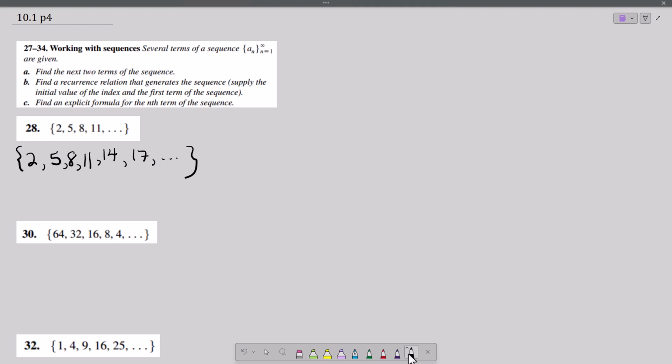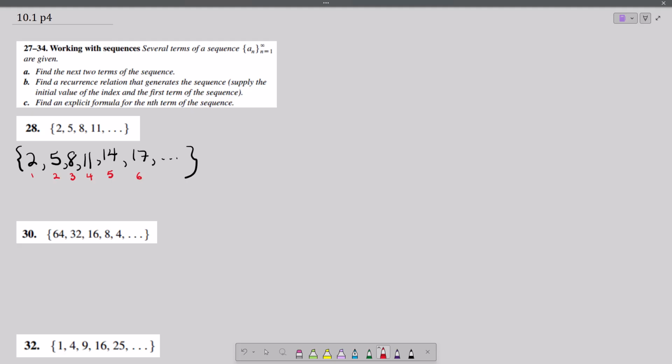So when we think about the indices, we're told it starts at 1. I will often put the indices down below in a different color so that we can think about how to get the term value from its corresponding index value. So there's our sequence. That's part A.